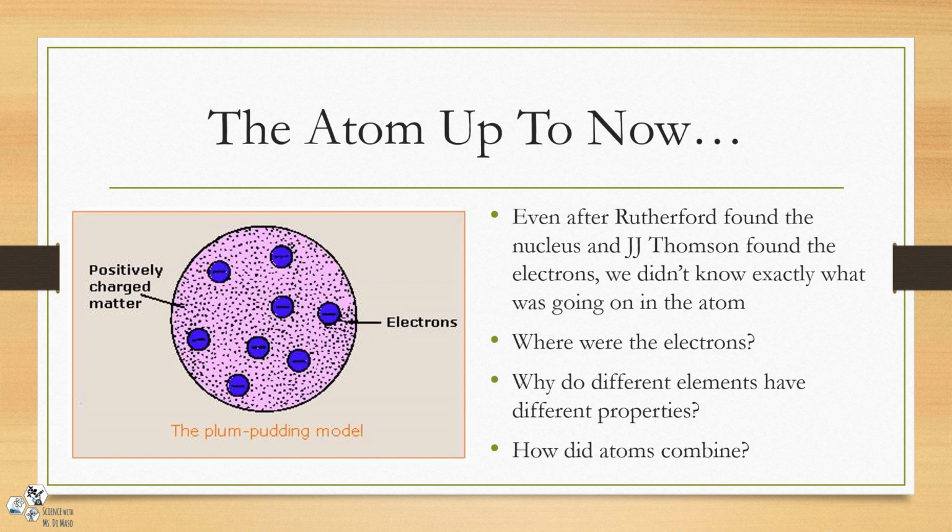There were still big questions like, where were these electrons? Why do different elements have different properties? How did these atoms combine with other atoms to make new chemicals? And learning more about electrons and the energy levels and the orbitals really helped us to answer these questions.